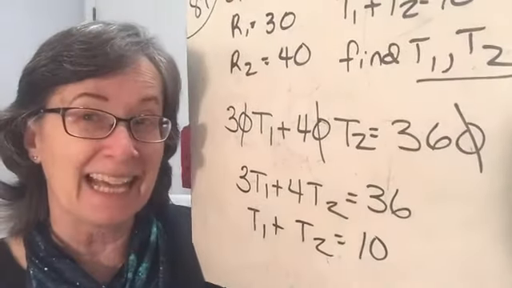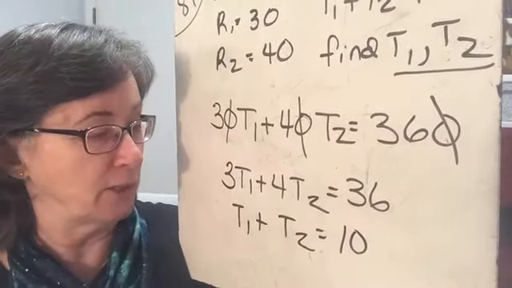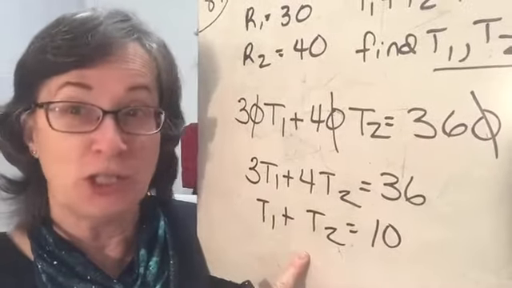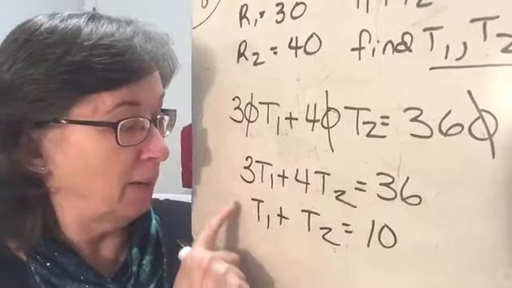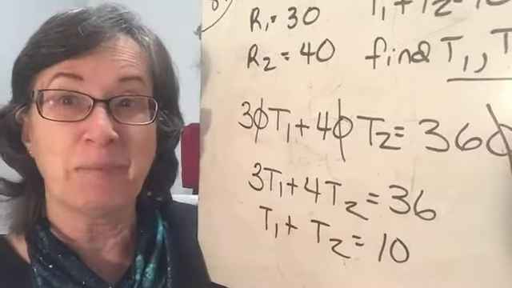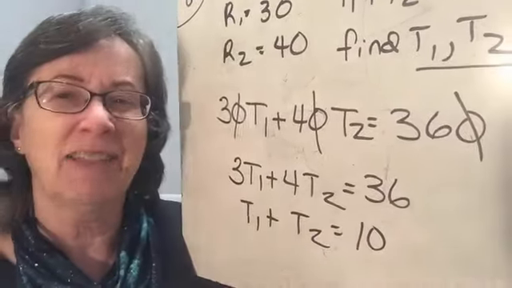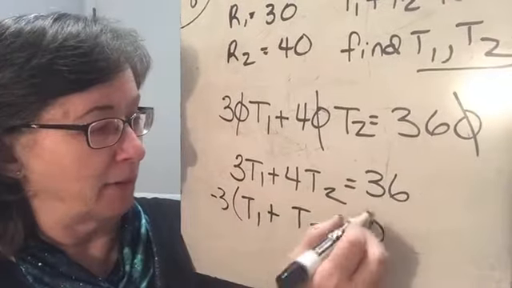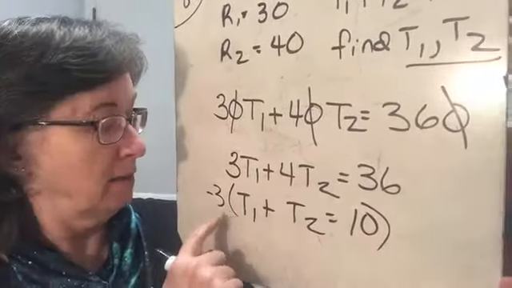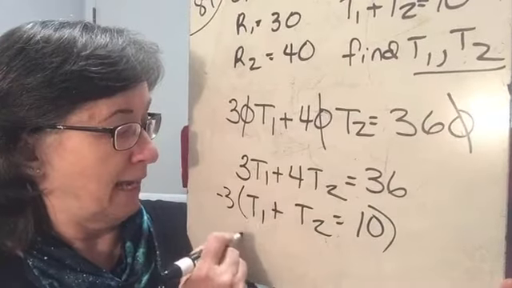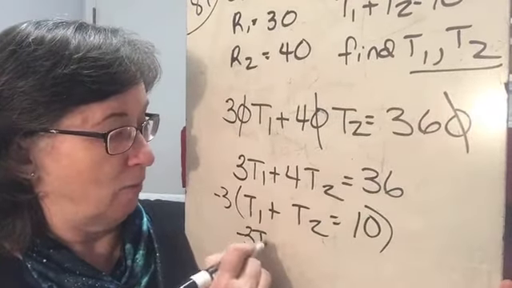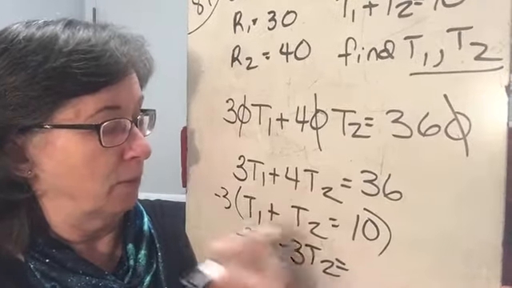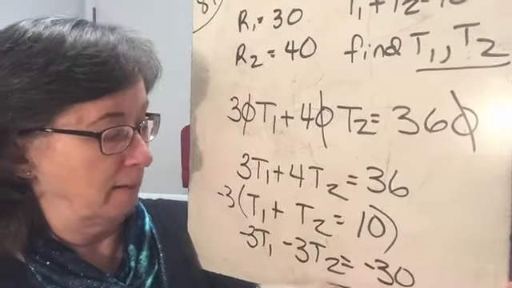So this lesson is mostly about substitution. We're going to work this one with substitution, but you could do this with elimination by just multiplying this whole thing by a -3. Let's do it. I'm going to multiply everything here by a -3 all the way across. So we end up with -3T1 minus 3T2 equals -30.